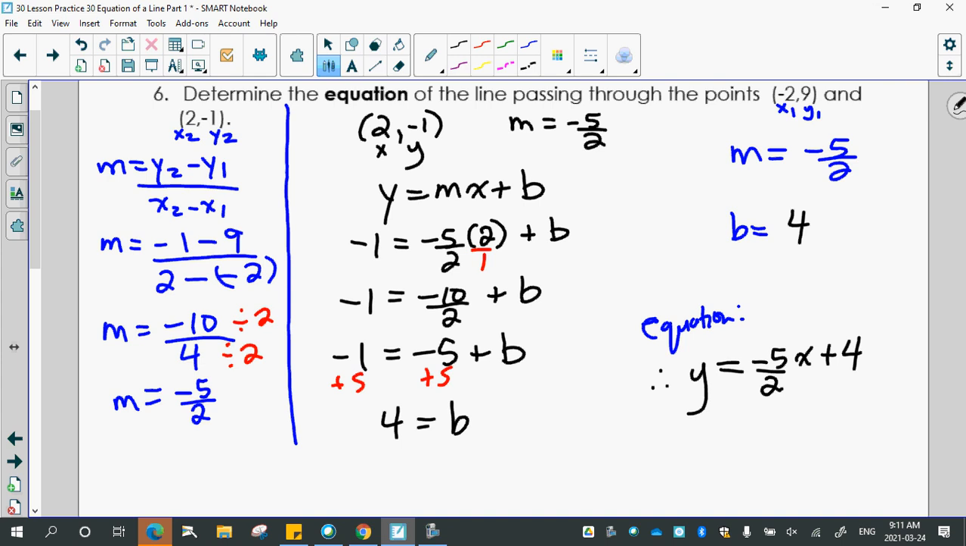Yep. How do you get -5? How did I get -5? -10 divided by 2. So always check to see whether the denominator goes evenly into the numerator, otherwise reduce. Any other questions? Drop a negative.